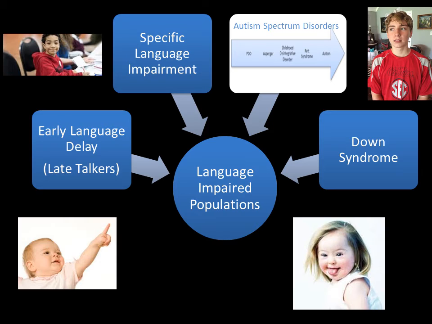Rett syndrome and childhood disintegrative disorder are rare autism spectrum disorders. Rett syndrome usually occurs in females. Children with Rett syndrome usually have intellectual disabilities and often have repetitive hand-washing movements, like rubbing their hands together.